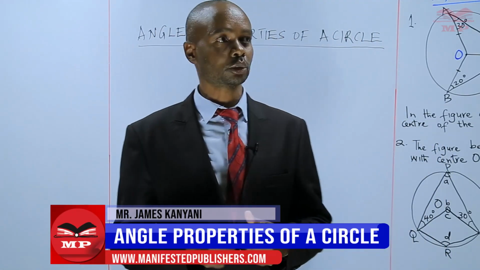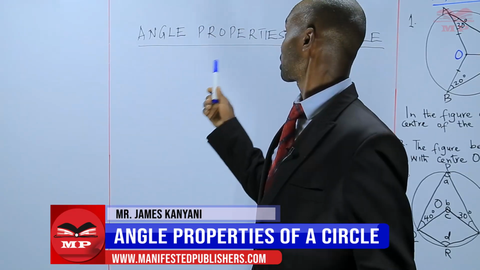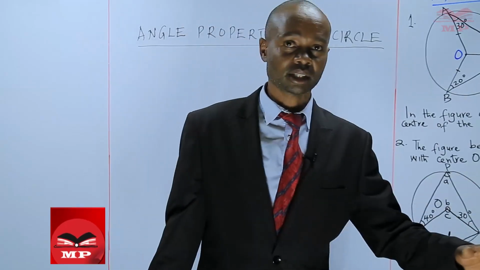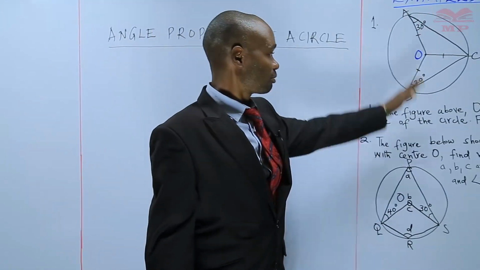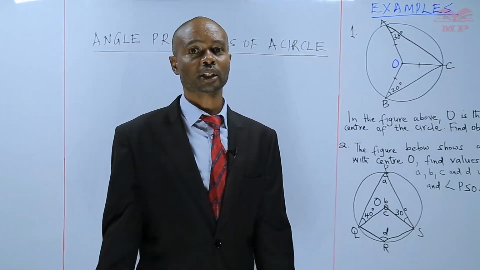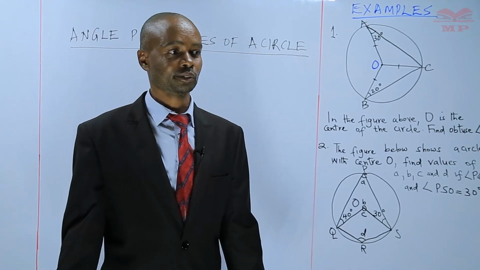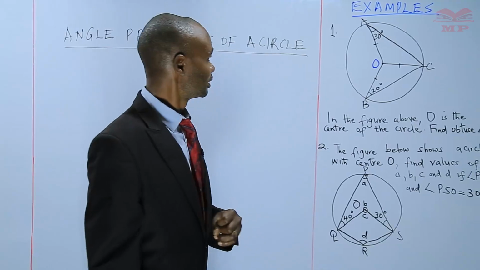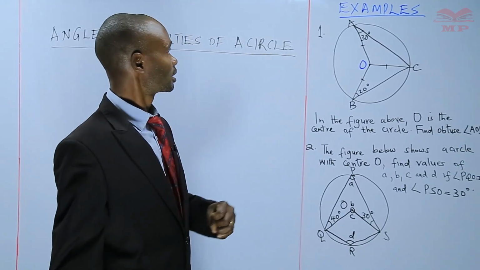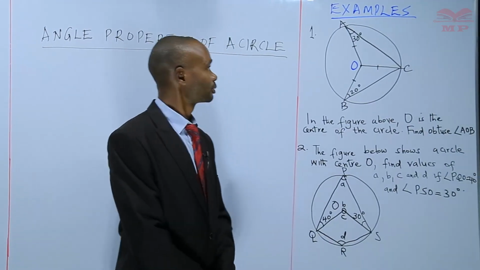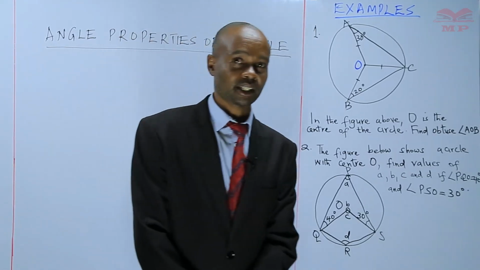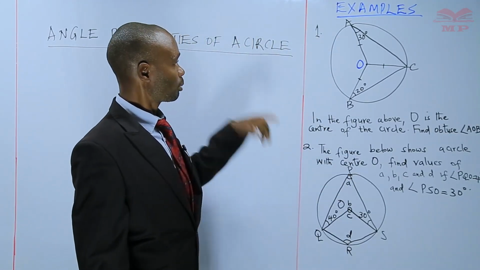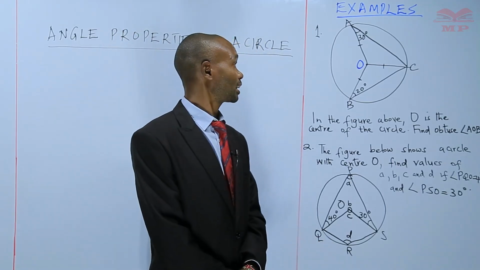Today we are going to continue with the topic angle properties of a circle. And today I have two examples on the board which we are going to solve, related to the concepts we learned earlier. So if you look at the first example, we have a circle there, and from the properties you get in the angle properties, there are some things you can highlight.